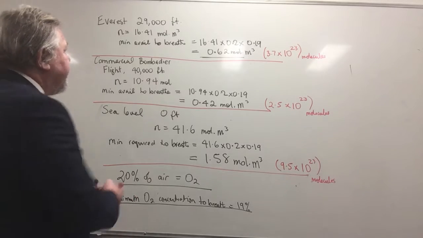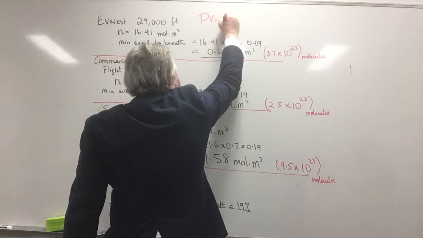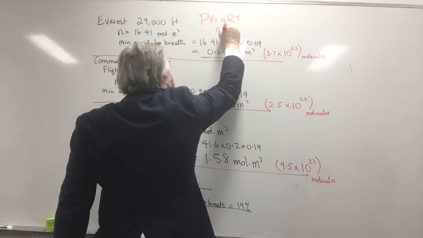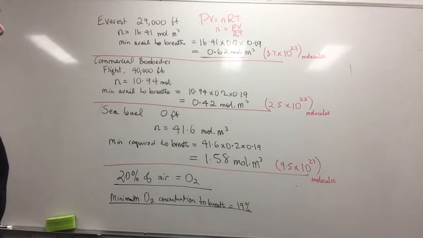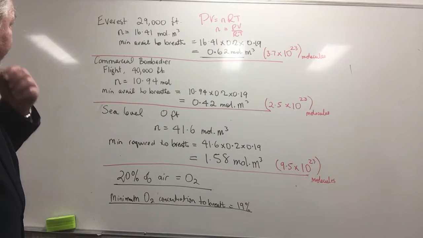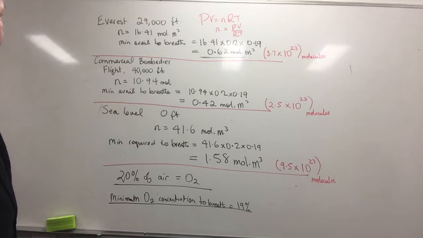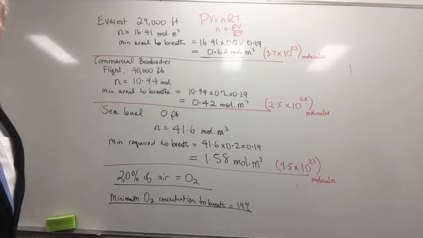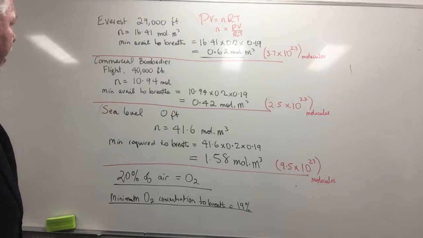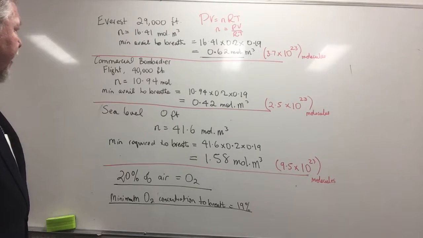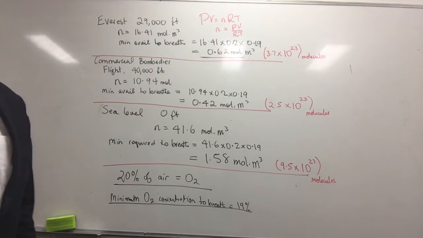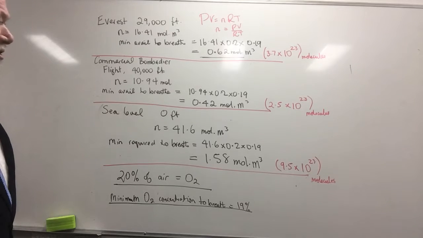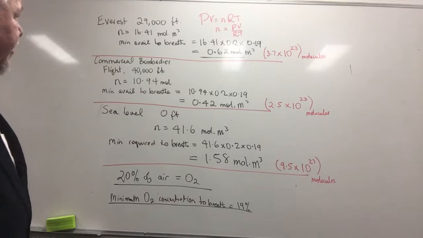using PV equals nRT, and therefore n equals PV over RT, and using the data that we're able to get, we can easily see that the number of moles per cubic meter at 29,000 feet would be around 16.41 moles, and therefore the minimum available to breathe is 0.62 moles per cubic meter. That's what's available. So 0.62 moles per cubic meter is all there is available to breathe.